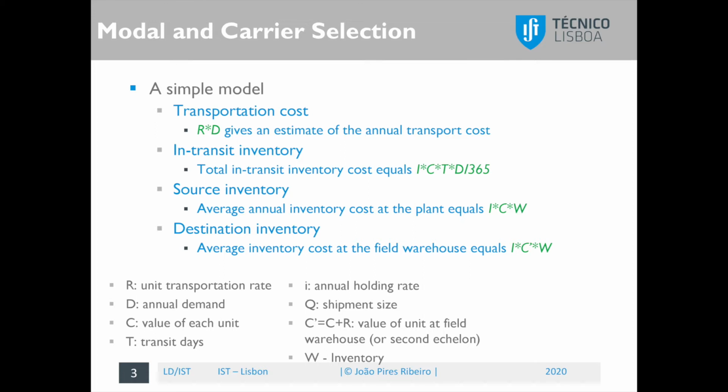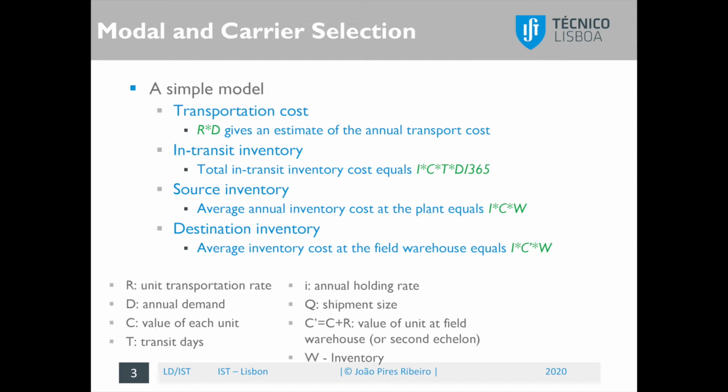The third type of cost is the source inventory. This is assumed to be the value of goods prior to any movement in the supply chain. So it will consider the holding cost, the amount of each item, and the average inventory present.